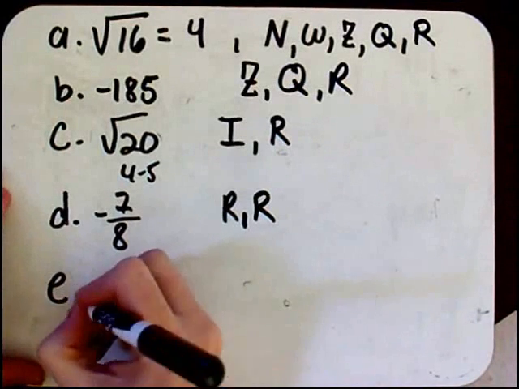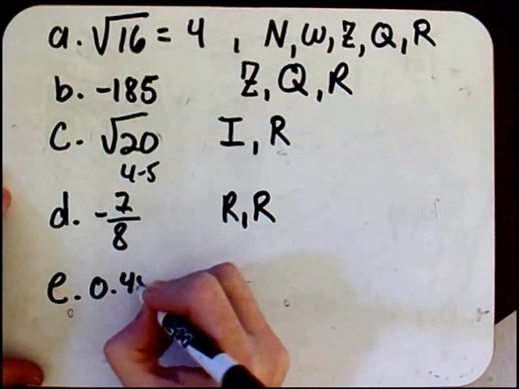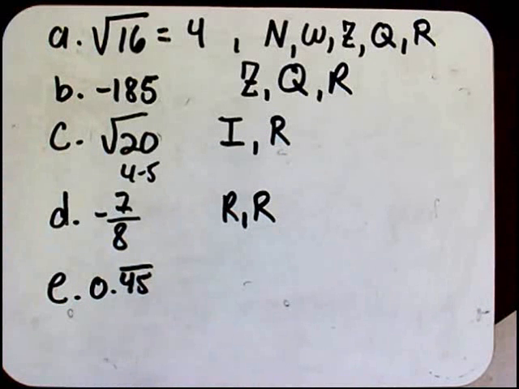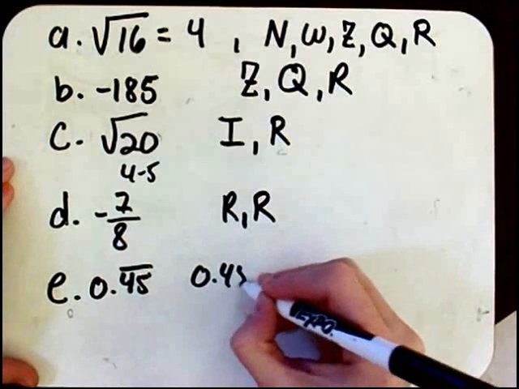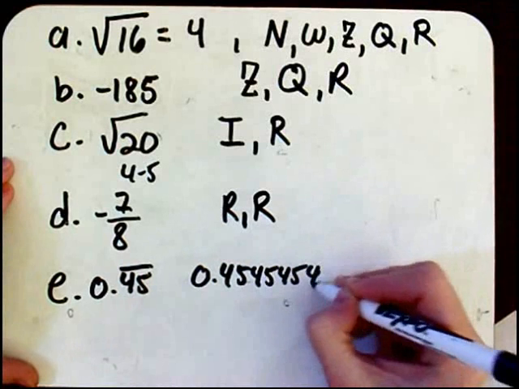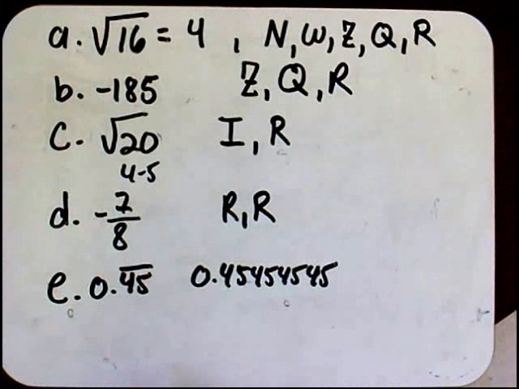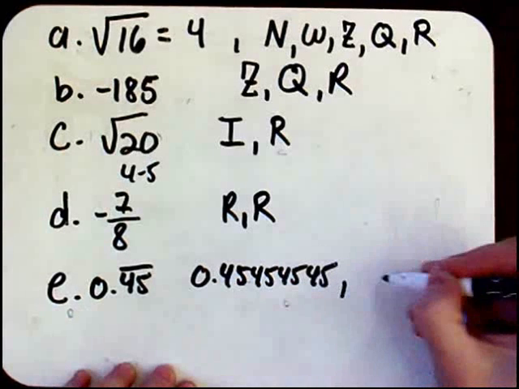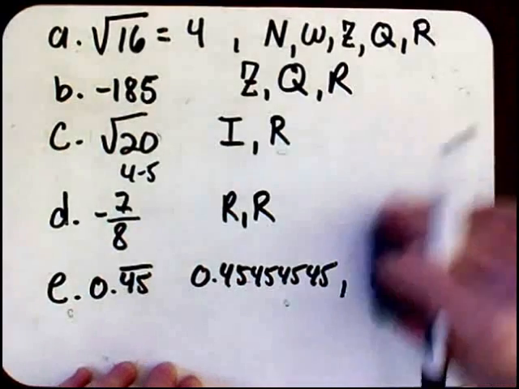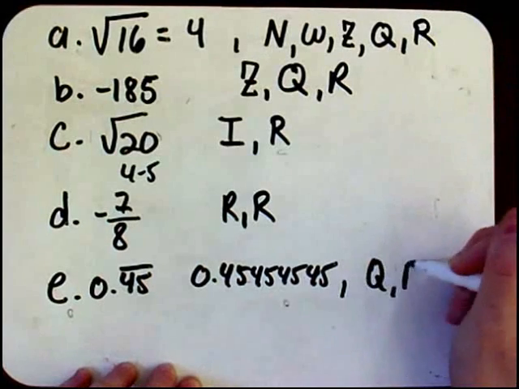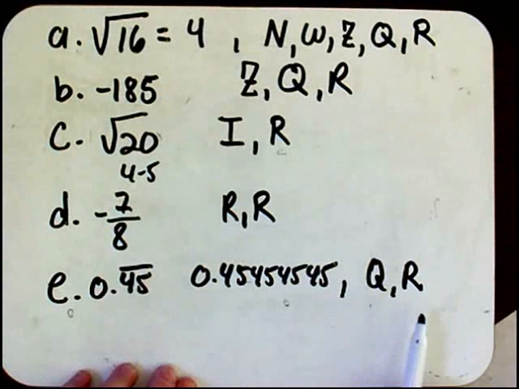The last one, part E, is 0.45 with a bar over the 45. What that means is 0.45 repeating forever. So we can say 0.45, 45, 45, 45, and so on. If we remember the rules of our decimals, if a number is repeating or it terminates, then it's rational. If it does not repeat and does not terminate, it's irrational. So this one is a rational number because it's repeating. So we can say this one is Q for rational and R for real number. So we can classify this as a rational number and a real number.